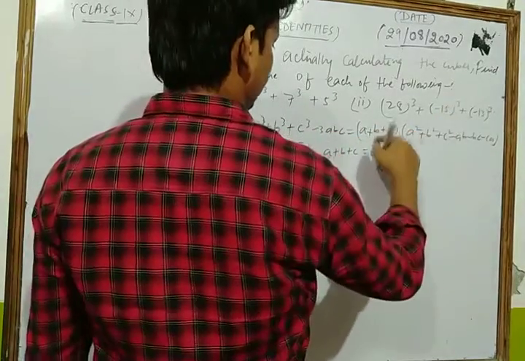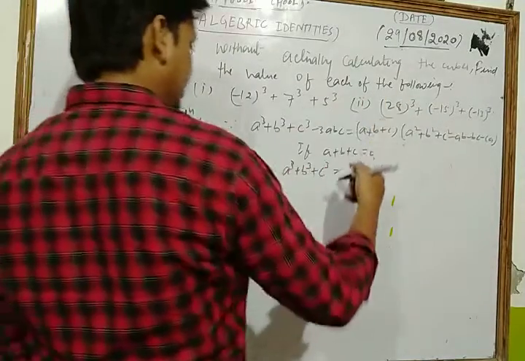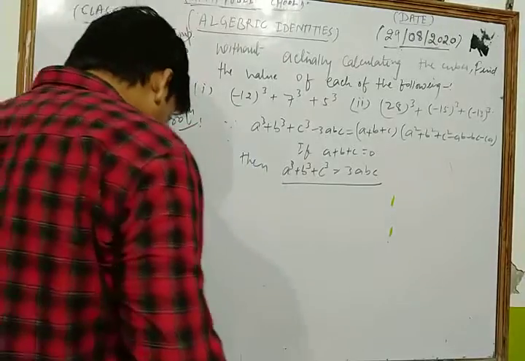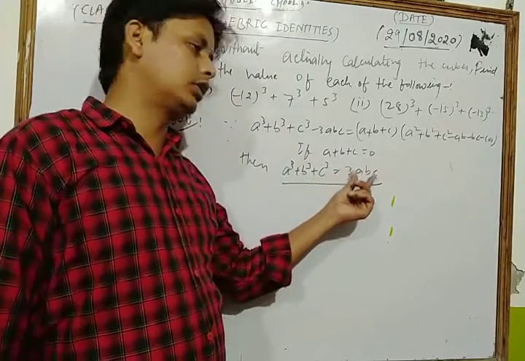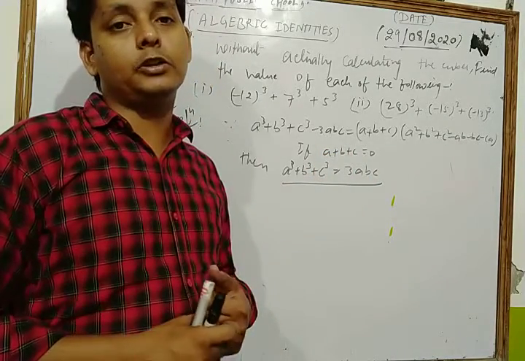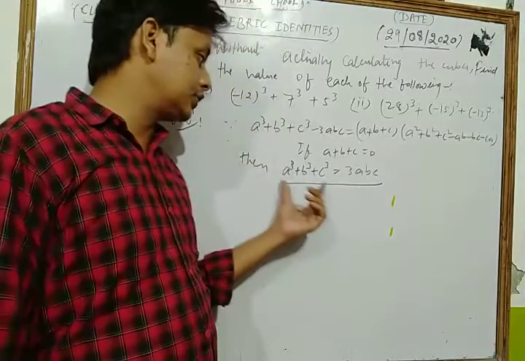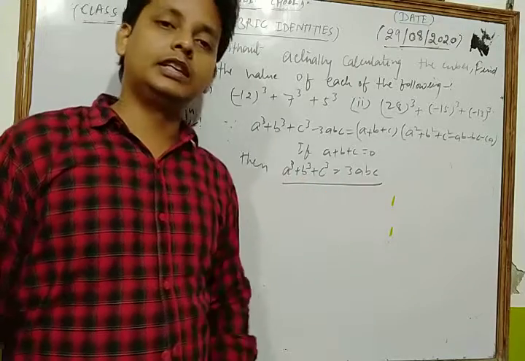Because here we have 0 into that whole value, it is 0. Now we transfer minus 3abc to the other side, so we get plus 3abc. So dear students, we know the identity a cube plus b cube plus c cube is equal to 3abc when the sum of all numbers, a plus b plus c, is equal to 0. In that condition, a cube plus b cube plus c cube is equal to 3abc.